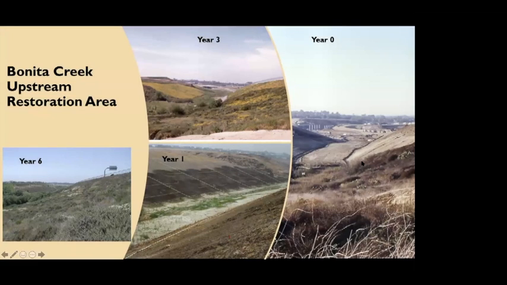Here is Bonita Creek in Orange County, and this is the floodplain of the creek. The creek had been pushed over into a small culvert, and this had been being farmed and used as a plant nursery. And the slopes on the side are cut slopes. They're more or less natural, but they were cleared.